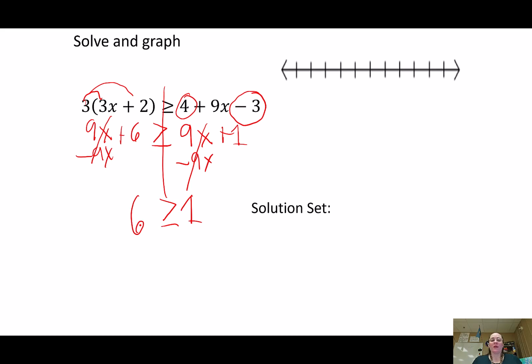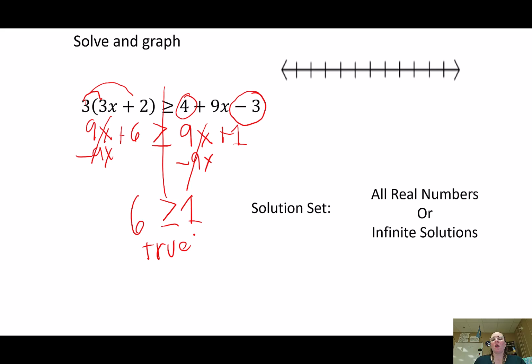So when we get a true statement, that is all real numbers or infinite solutions. Okay, and if I were to graph this, I would just draw on top of my number line, I'd shade the whole thing, because it doesn't matter what number I have, it is a solution.